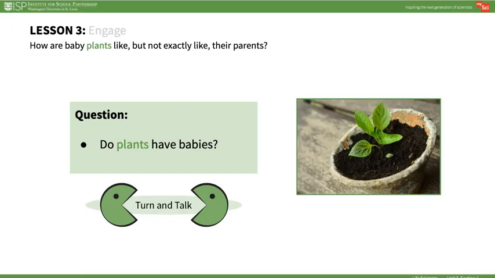In the Engage, ask students, do plants have babies? Give time for them to turn and talk to one another, then share a few answers with the whole class. Explain to students that today we're going to think about how young baby plants compare to their parents.